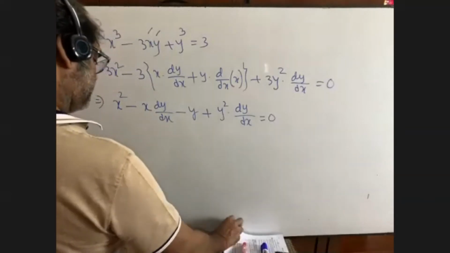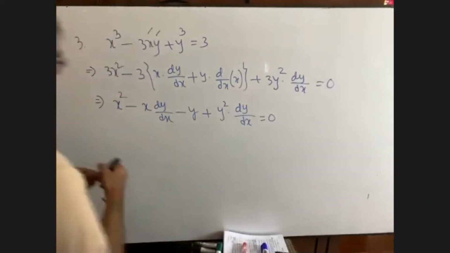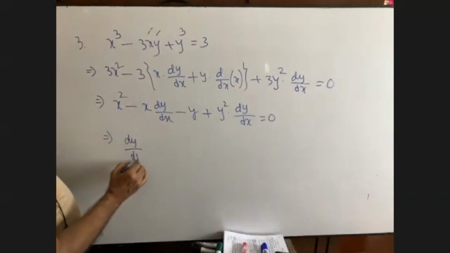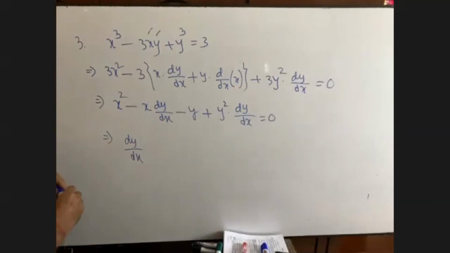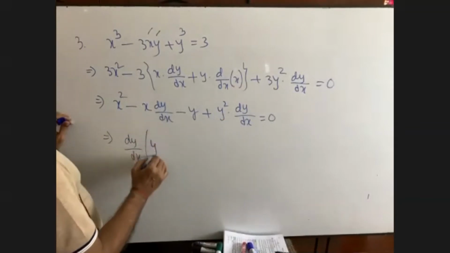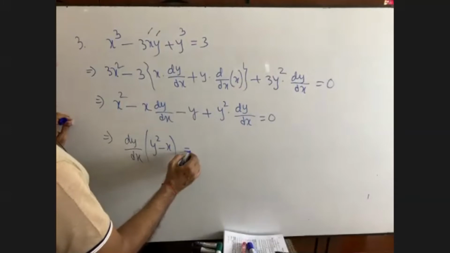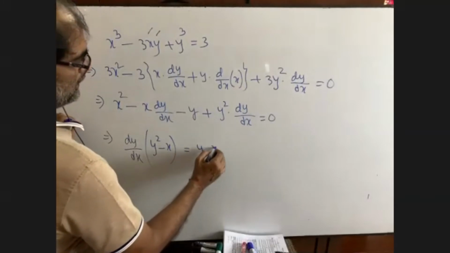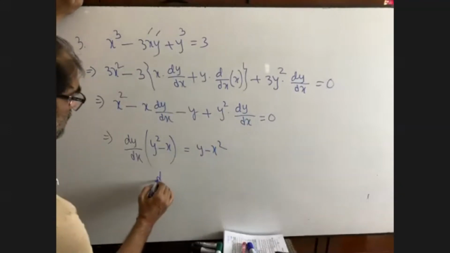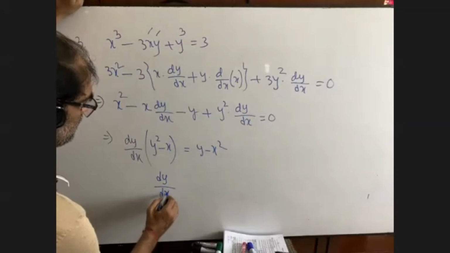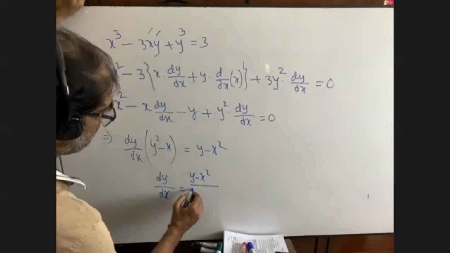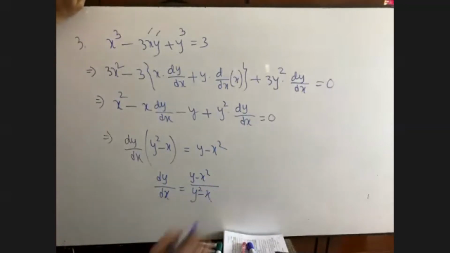From here, you have to find dy by dx. We are getting dy by dx times (y square minus x) is equal to y minus x square. That means dy by dx is equal to (y minus x square) by (y square minus x).